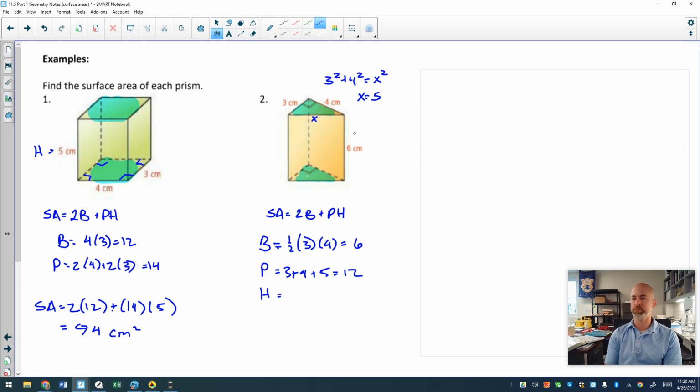The height of this prism would be the distance between those parallel bases. So height is 6. And I can throw all of that into my surface area formula to give me a final answer of 2 times B, 2 times 6, plus the perimeter, which was 12, times the height, which is 6. And that is 12 plus 72 is 84. I think so. Let's see here. 84, that would be in centimeters squared.